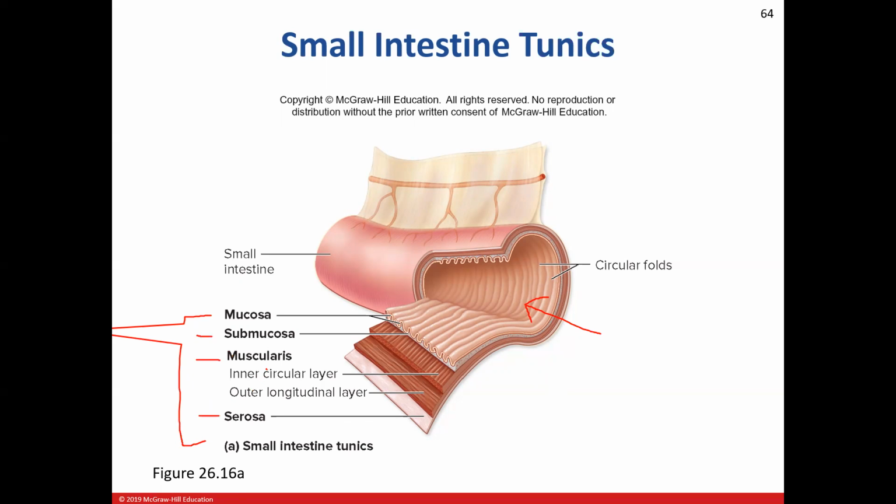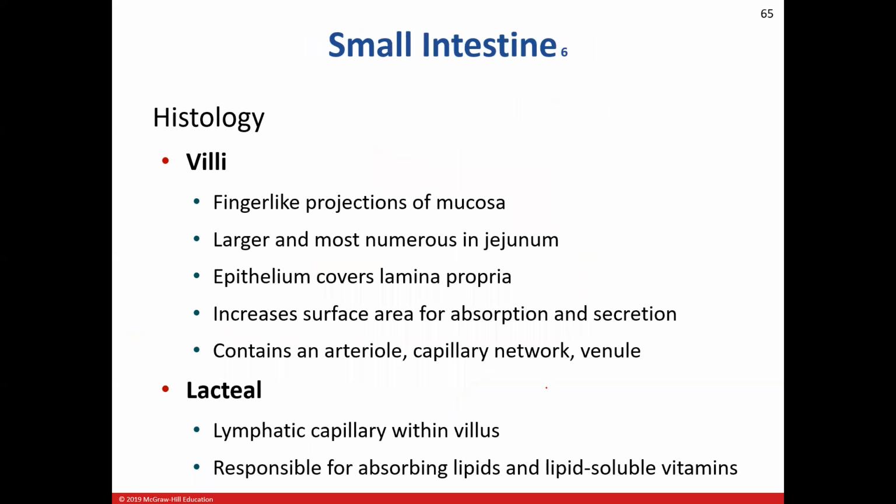And notice in the muscularis layer, we only have 2 muscle layers, a circular layer and a longitudinal layer. The longitudinal layer is going to be for movement, from the proximal end to the distal end of the small intestine. And the circular layer will help with that peristalsis movement also.